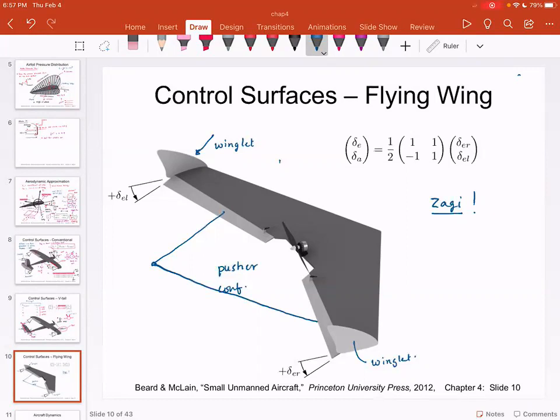Now, I want you to notice that the Zagi airplane does not do a very sharp turn. What it means is you will never see a Zagi airplane doing a very sharp turn. A Zagi airplane will always do a coordinated turn, which is the combination of pitching and rolling, and that will cause the airframe to turn. But the advantage of this frame is there are just two control surfaces, and this is very easy to build.